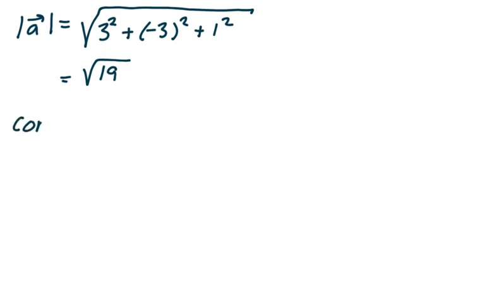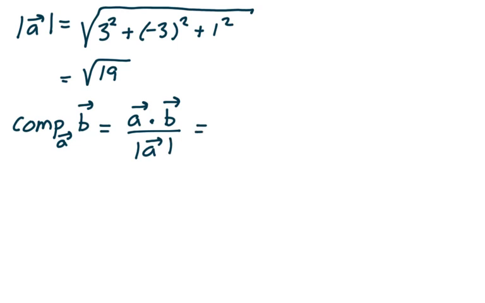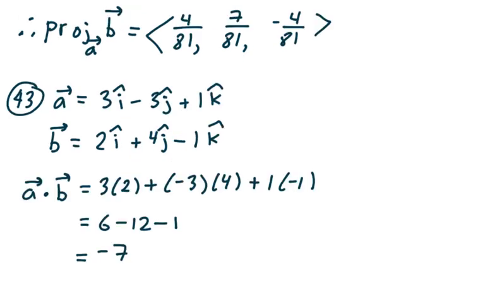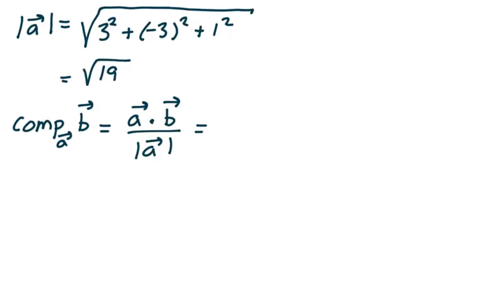So the scalar projection of B onto A, that's the dot product of A and B divided by the magnitude of A. Now let's remind ourselves, the dot product of A and B is -7. And then the magnitude of A is the square root of 19. Okay?